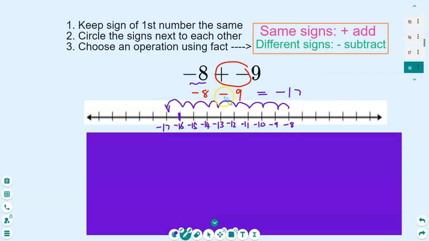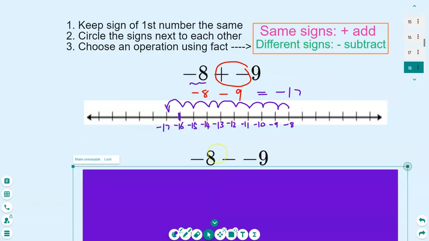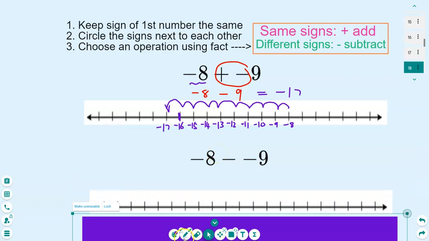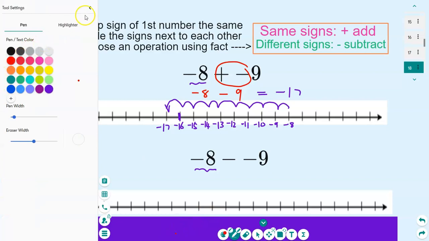So -8 take 9 is -17. And I guess you can also notice that 8 plus 9 is 17. So +8 plus 9 is +17. Things to look out for. This one. Keep the first number, the sign of the first number the same. And then we've got to choose an operation.